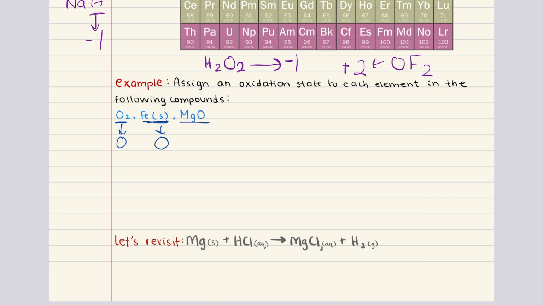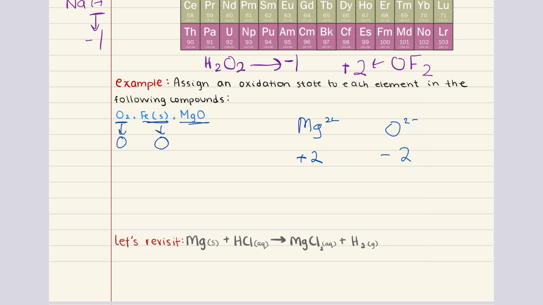Then we have magnesium oxide here. Now, to solve magnesium oxide, we need to recall rule number 2. Rule number 2 says the oxidation state of a monatomic ion is the same as its ionic charge. Magnesium oxide is an ionic compound. It consists of both the magnesium 2 plus cation and the oxygen 2 minus anion. Therefore, the oxidation state of magnesium is plus 2, and the oxidation state of oxygen is minus 2.